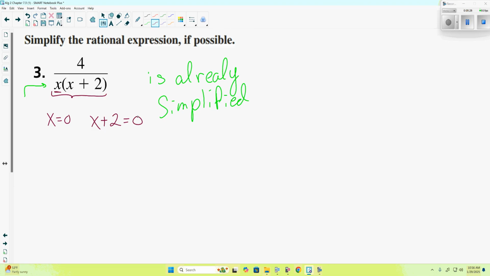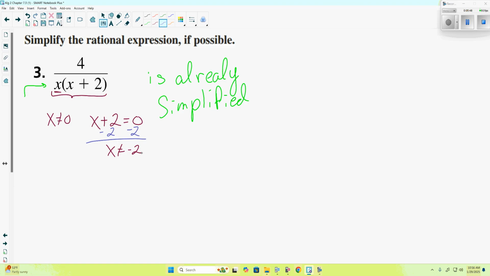Well, the one on the left is just telling us x cannot be 0, because if x is 0, we have a denominator of 0. Division by 0 doesn't work. X plus 2: this one here we have to do a little more. We have to solve for x. We can subtract 2 from both sides, telling us x cannot be negative 2. So if x is 0 or negative 2, we have a division by 0.